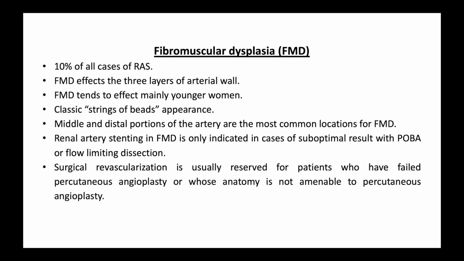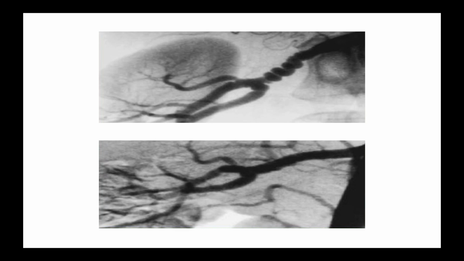You use a stent only when there is a suboptimal result with POBA or there's a flow-limiting dissection. Surgical revascularization is usually reserved for patients who have failed percutaneous angioplasty or whose anatomy is not amenable to percutaneous angioplasty. This is the classic appearance of fibromuscular dysplasia, and the lower picture shows the final result after balloon angioplasty. So balloon angioplasty is mostly used for this.